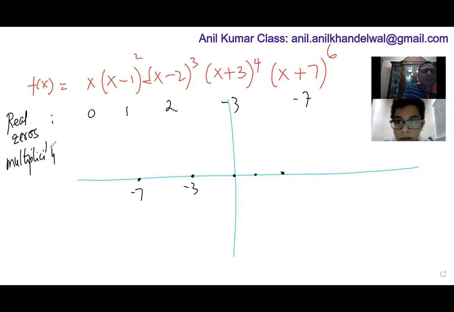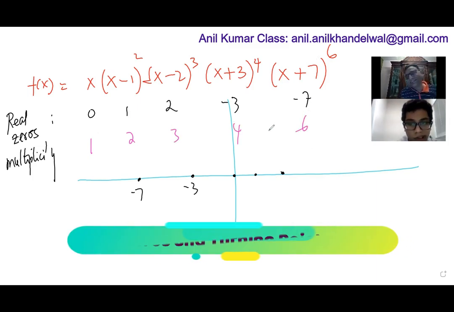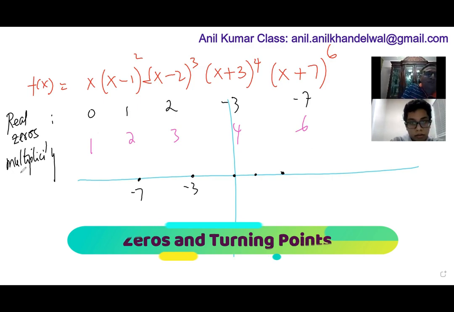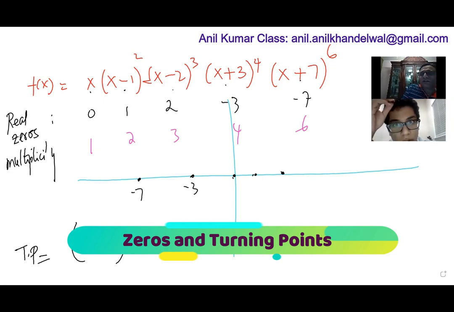Now, let's figure out multiplicity. What is the multiplicity of the first one? 1, right? Here 3, here 4, here 6. Now tell me, what is the number of turning points? How many zeros? 1, 2, 3, 4, 5 zeros. I thought it was 6 zeros, but it's 5.